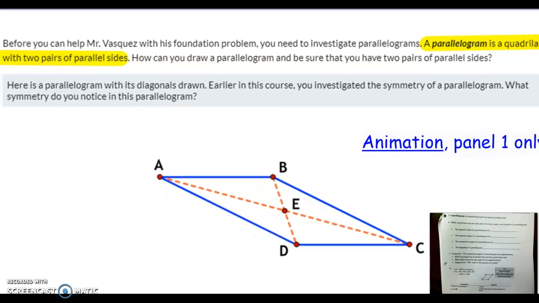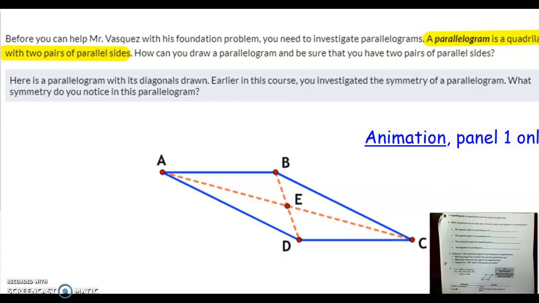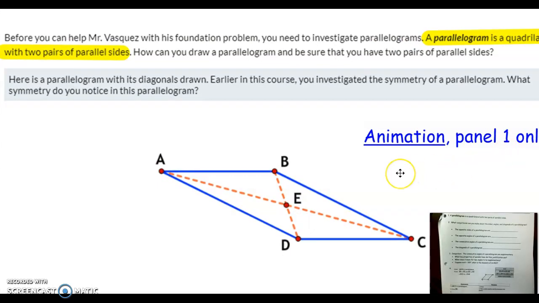I'm trying to get this all in the same screen for you so you can see. Well, I guess that didn't work. But anyway, you can see it on your notes. Number 1, a parallelogram is a quadrilateral, so it has to have 4 sides with 2 pairs of parallel sides. So both pairs of opposite sides are parallel.